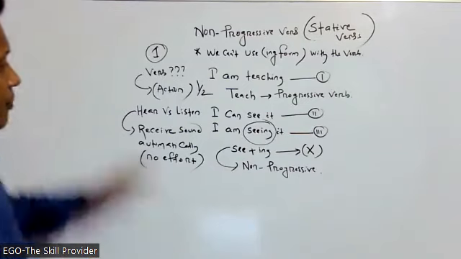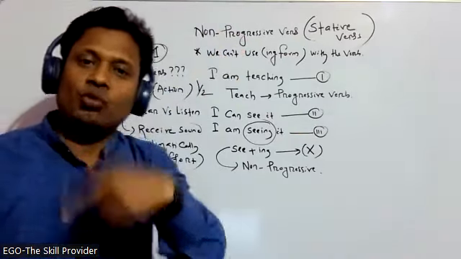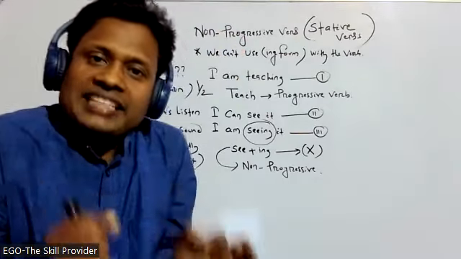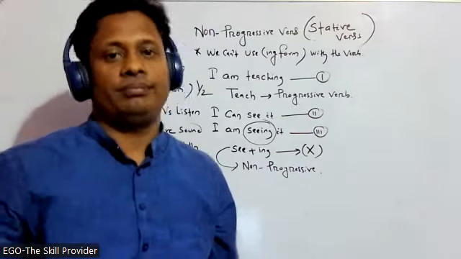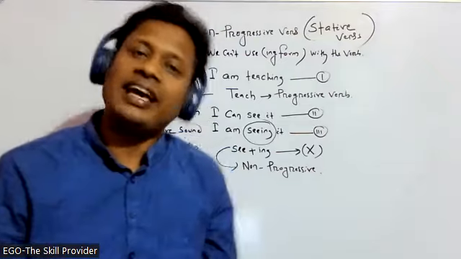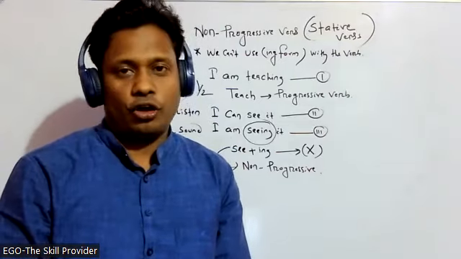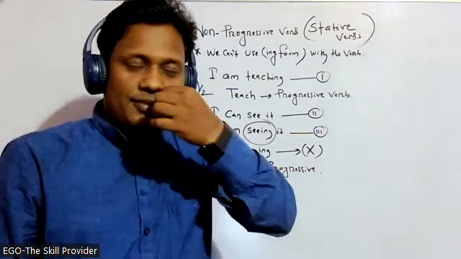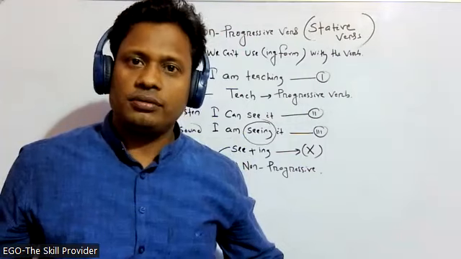Clear? So this is something called non-progressive verb. So remember, let me put it once more. Whenever I say non-progressive verb, you are not supposed to add ing form because it doesn't have an ing form. Whenever you say, I am hearing, wrong. I am smelling, wrong.